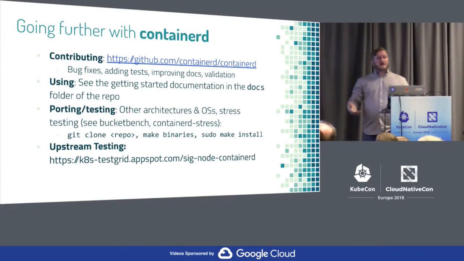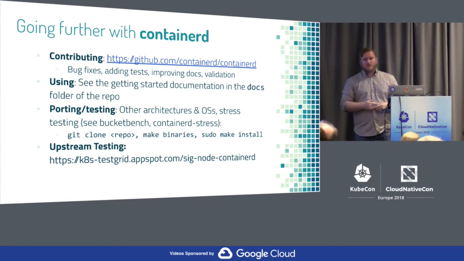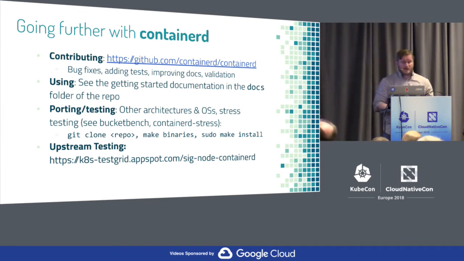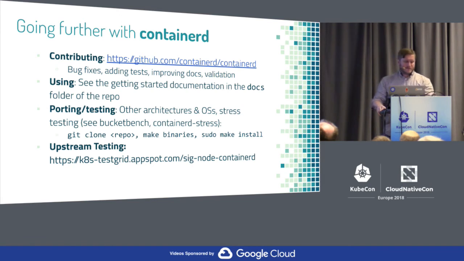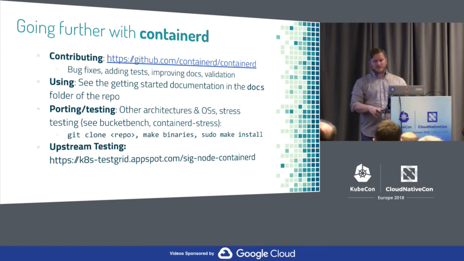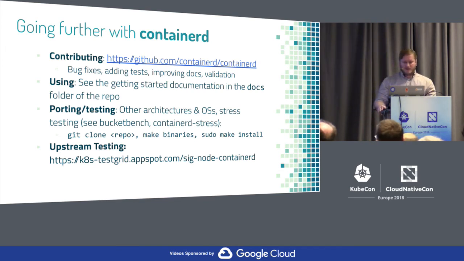So going further with Containerd, again, here's the link to the project. Please let us know if you can help. We do need help with documentation right now, but there's other areas like bug fixes, tests, validation, that kind of thing. Again, check out the Getting Started guide. It's really good. Especially if you're a Go developer, it should be pretty straightforward to get started. And then porting, testing, test it on your architecture of choice. Let us know if there's problems with that. We do want better multi-arch support, and that should be coming down the pipe. We also do heavy upstream testing with Kubernetes Test Grid, and you can check out the status of that in Signode Containerd.